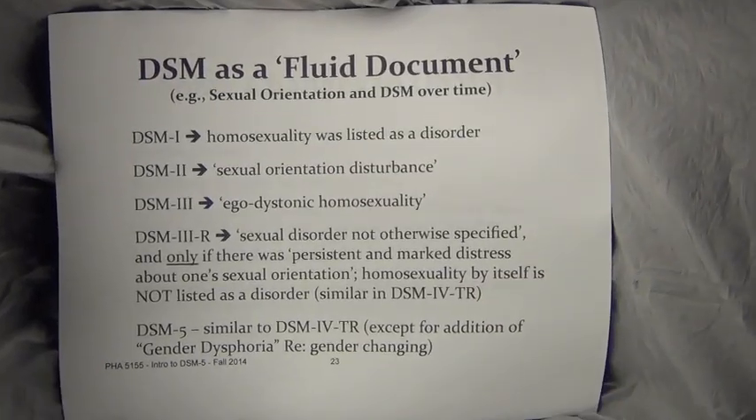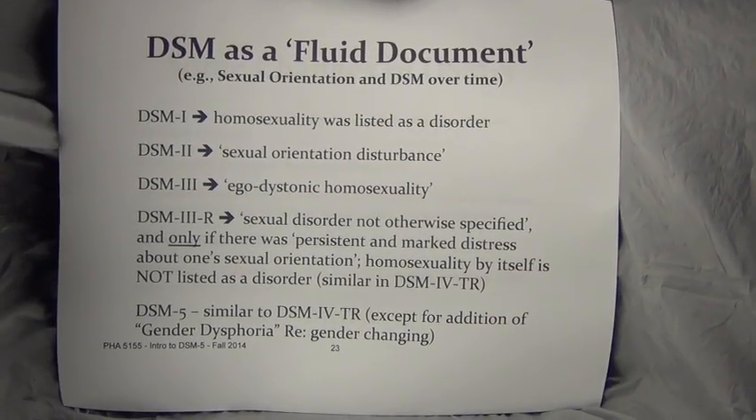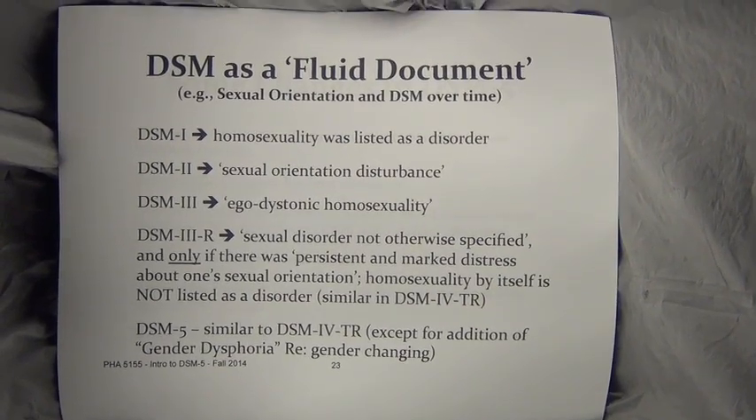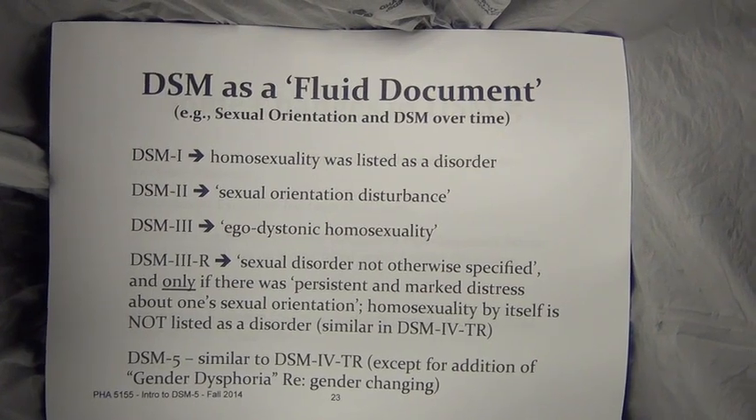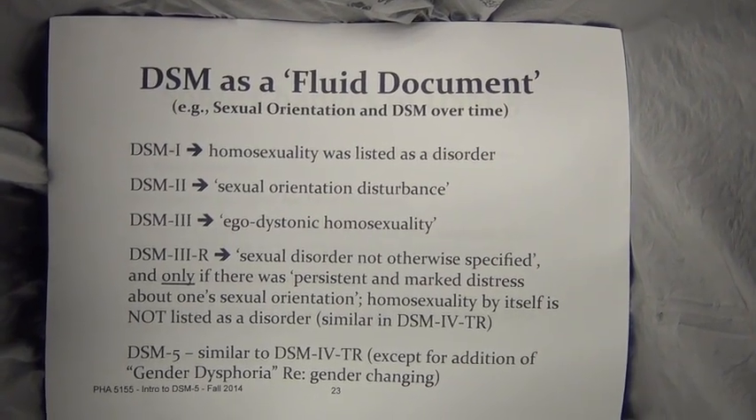I'll give you one example of changes in the DSM to show how it's sort of a fluid document. The issue of sexual orientation and homosexuality. In DSM-1, homosexuality was listed as a disorder.